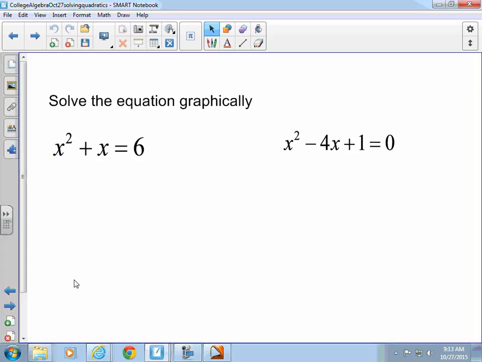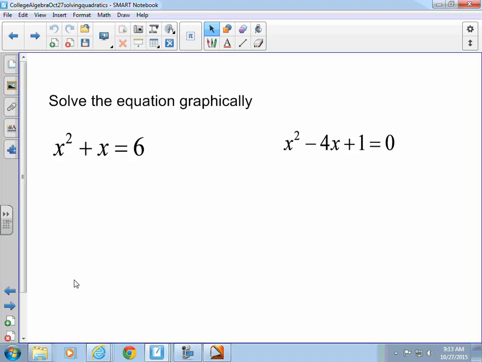Second trace 5. Well, but then you do it again to find the second one. Yes, you have to do it. You have to do the intersection button twice. So I get x equals 2 and x equals -3.